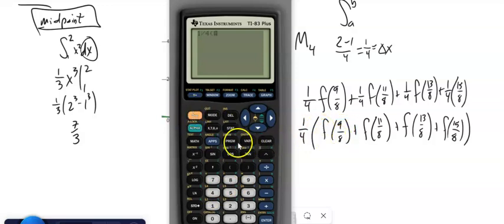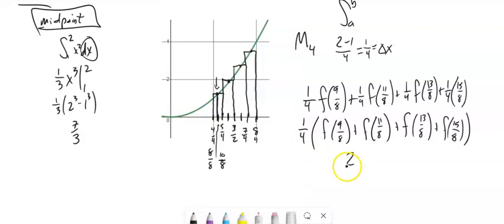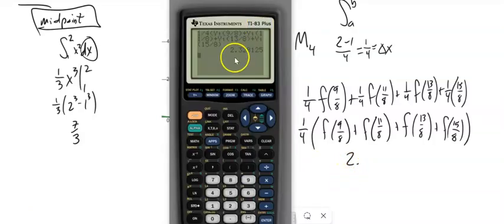I can use the variable button to bring up my y variables, and I want y1. If I say of 9/8, that puts 9/8 into y1. Then plus, I'll do it again for 11/8, 13/8, 15/8. So I've got this all in here. I'll hit enter, and this gives me 2.3 something, 2.328, let's say.